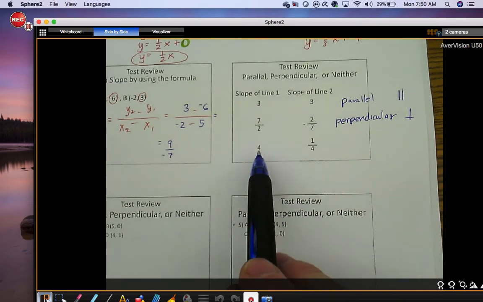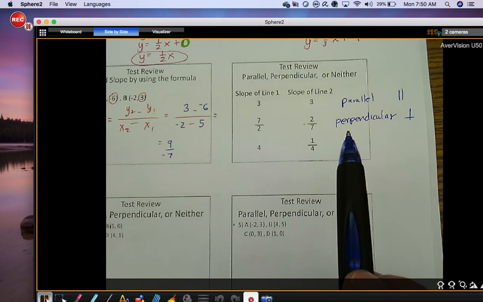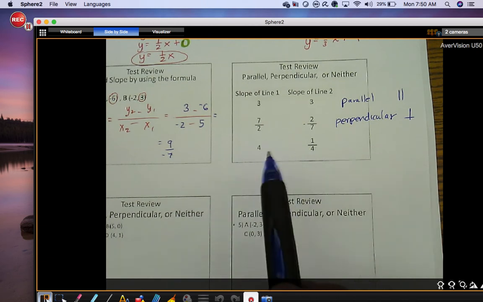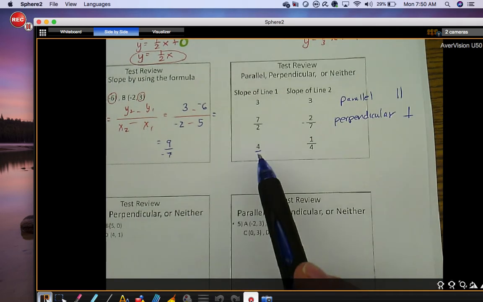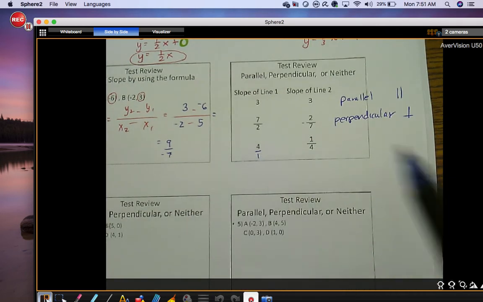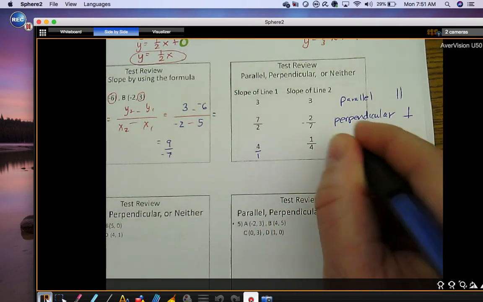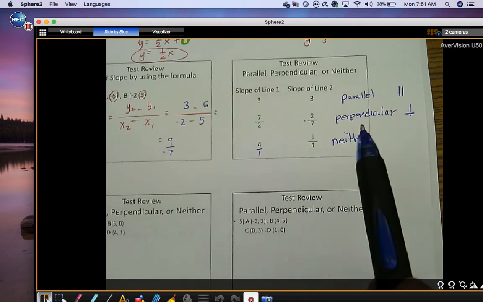Last example, 4 and 1/4. They're not the same, so you know it's not parallel. Are they perpendicular? The answer would be no, because that's positive and that's positive as well. You need one to be positive, one to be negative. They are reciprocals though. 4 over 1 and 1 over 4, they are reciprocals. But this is neither. All this really means is these two lines that have these slopes are going to touch each other, but they're not going to touch at a right angle.